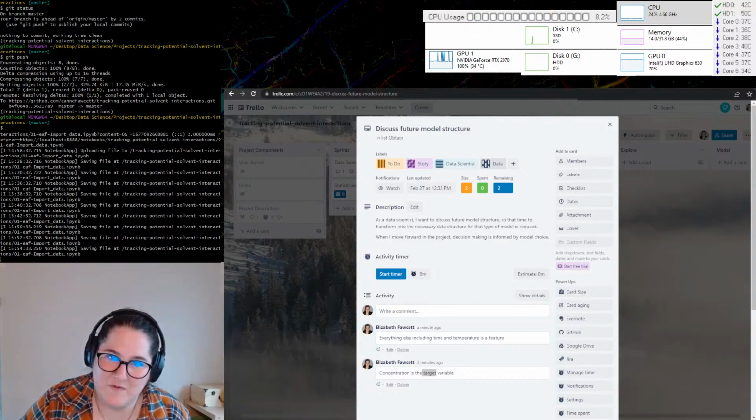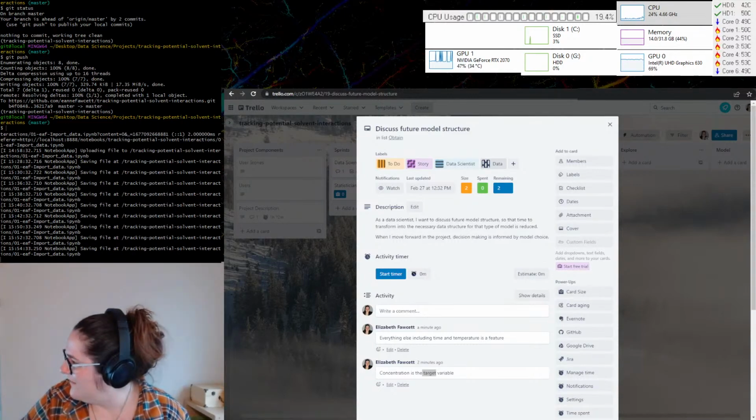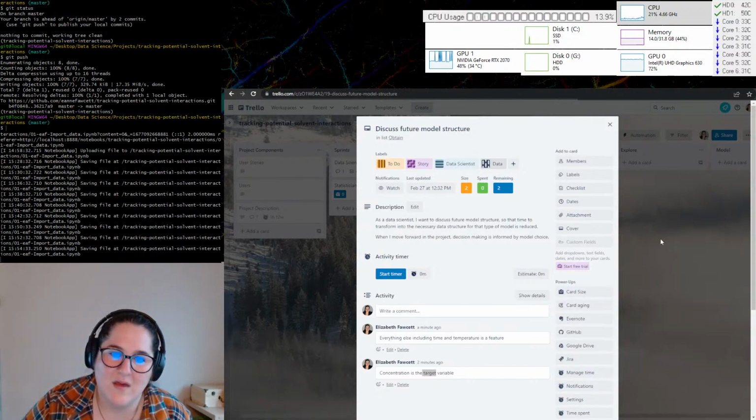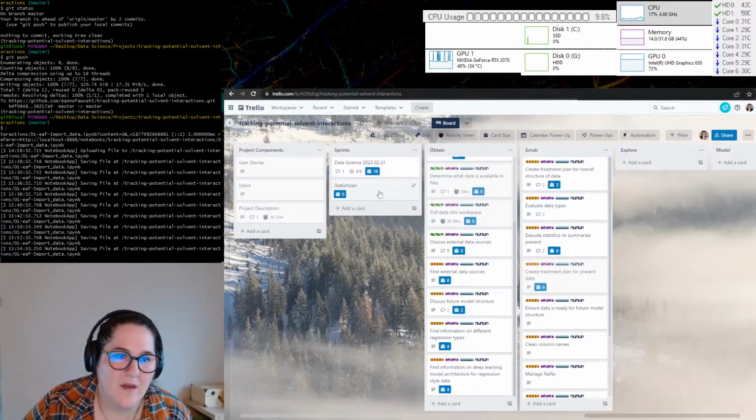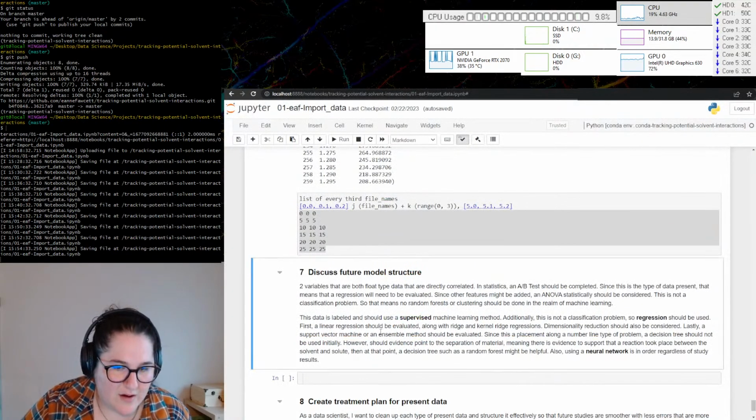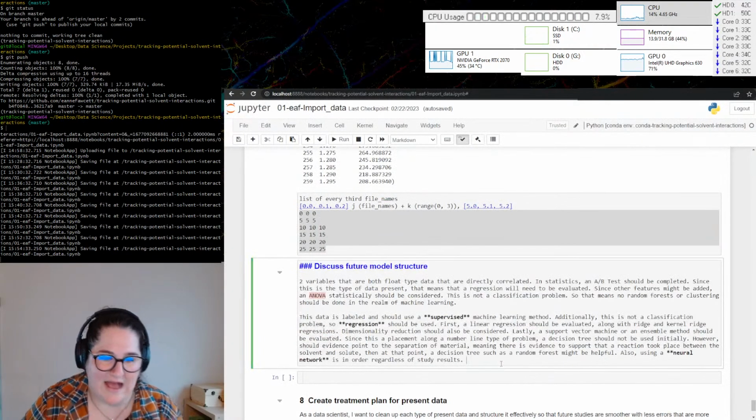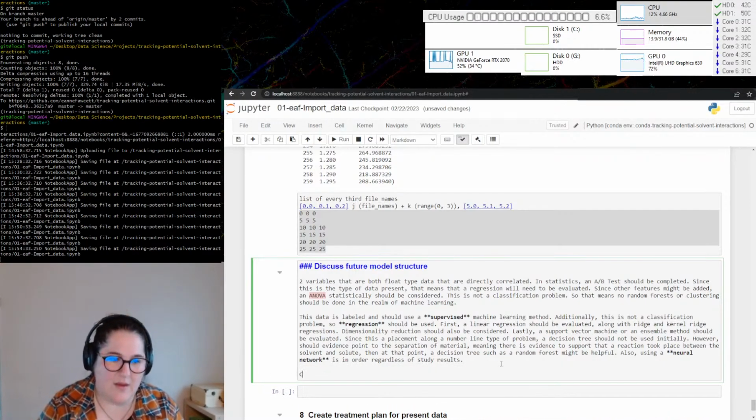So I prefer in data science to use target and feature, because those are very specific to data science versus science. Okay, cool. So we have discussed future model structure. We have that here. I'm going to add that: concentration is the target variable.